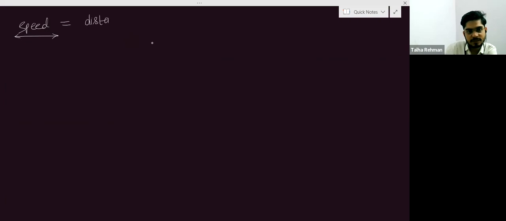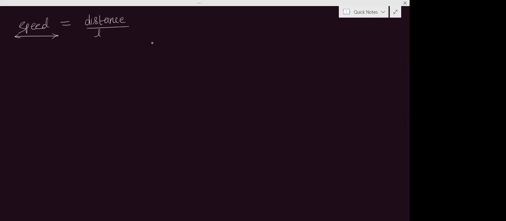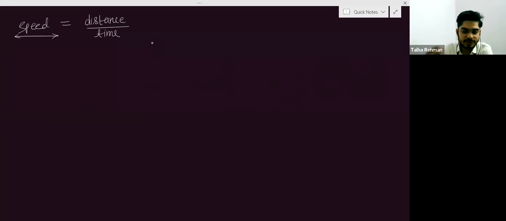So speed is equal to distance divided by the time. So there are two types of speeds you can have. Suppose you are on a bike. Your bike can move with a constant speed. Constant speed means suppose you are moving with 100 kilometer per hour, a very fast speed. You are moving your bike constantly at 100 kilometer per hour.